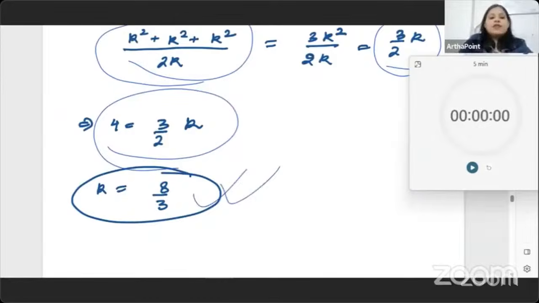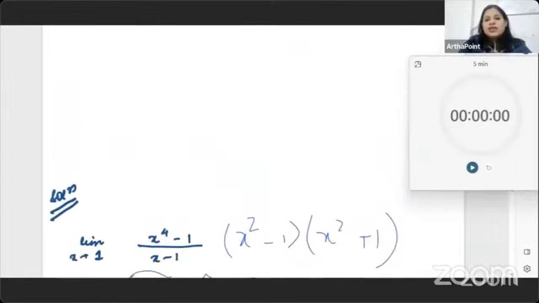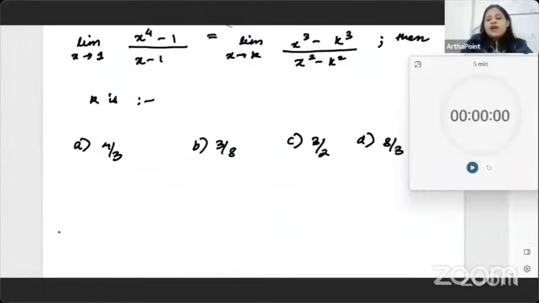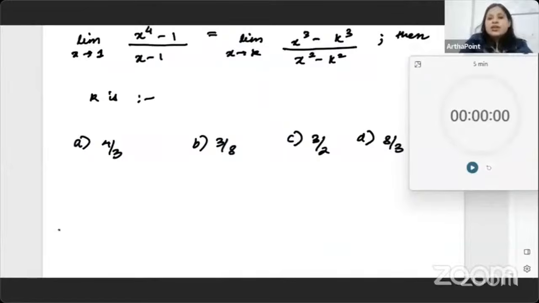So you are correct for those students who mentioned that the answer should be D. That's the correct answer. It is in fact D only. D is the correct answer to this question. Okay. Now let us go ahead to the next question.